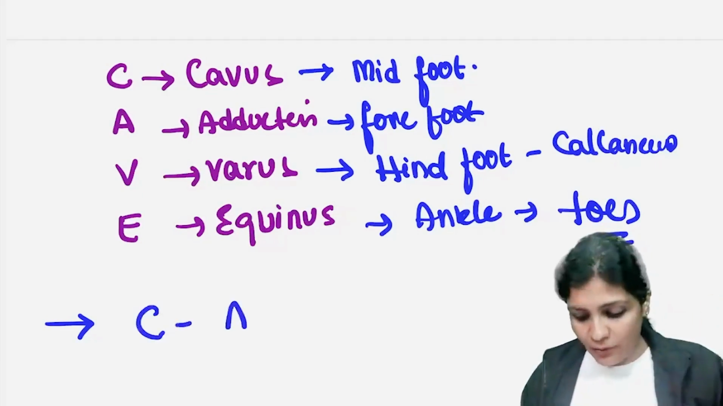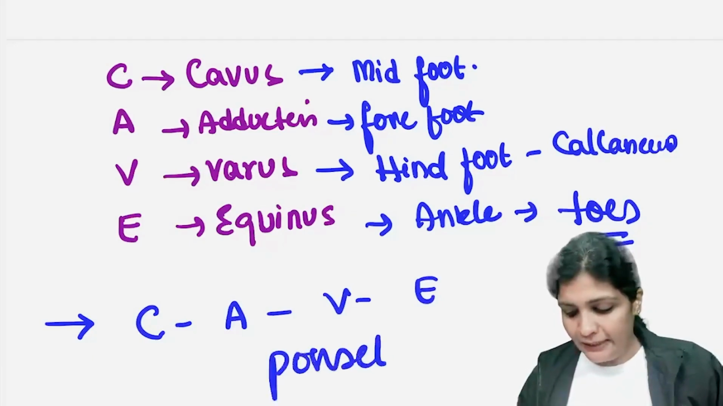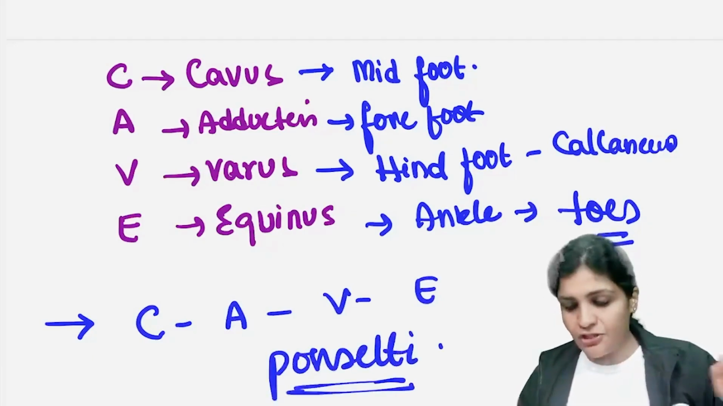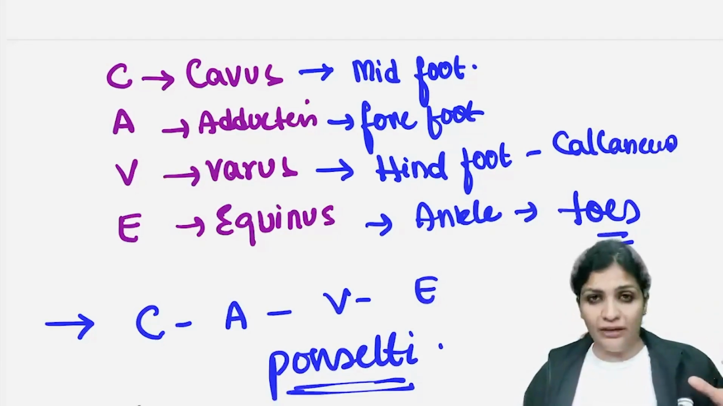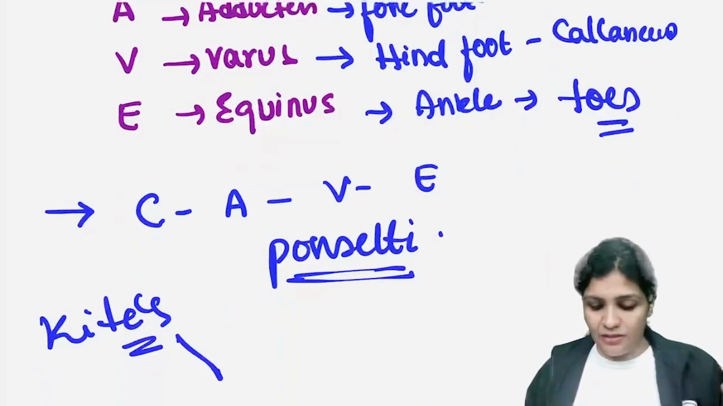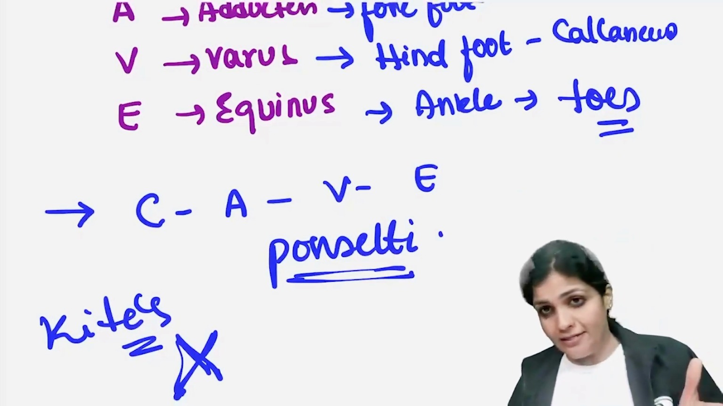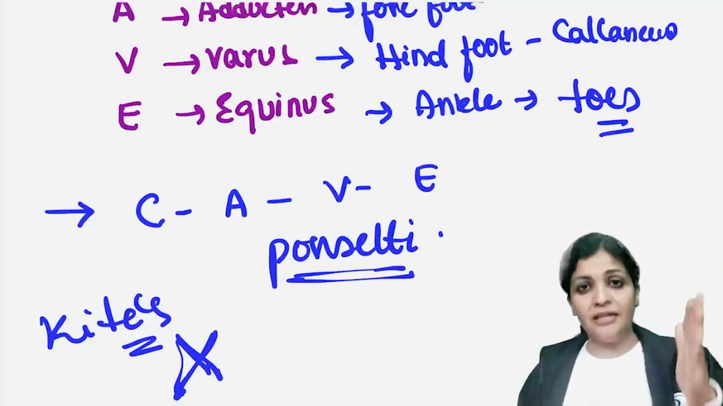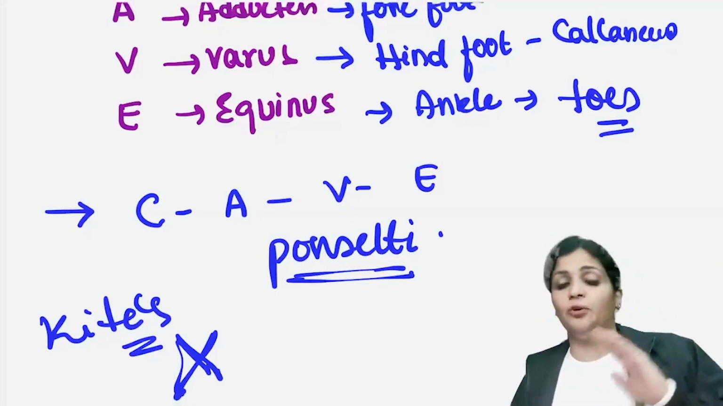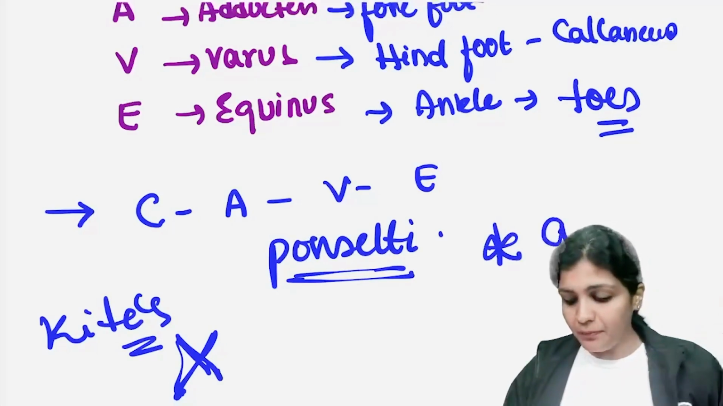You correct them in this order which was given by Ponseti. Ponseti is an orthopedic surgeon who designed this technique. Before it was Kite who gave us a technique, but it is a wrong technique. He first corrected adduction, then varus. That is wrong. First you have to always correct cavus, then correct adduction, then correct varus, and finally you correct the equinus. Will you correct immediately? ASAP, as soon as possible, you have to correct.